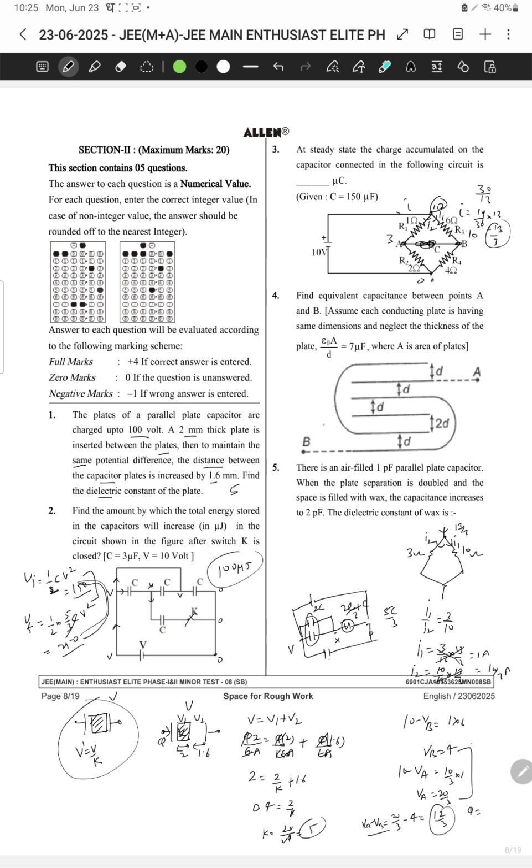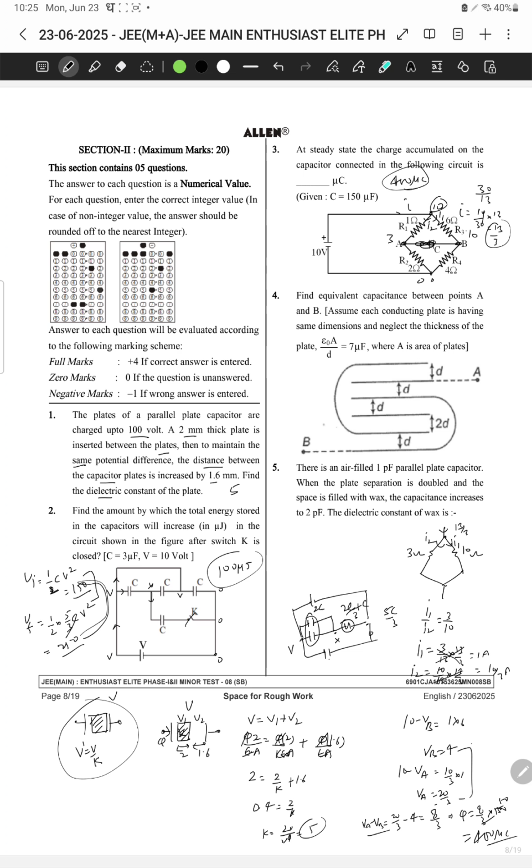So what will the charge be? 150 into 12 by 3. So it is, just one second. Sorry, it's not 12 by 3. It is 8 by 3. My mistake. So Q is equal to 8 by 3 into 150. So 50 into 8, 400. Okay, so the answer will be 400 microcoulomb.